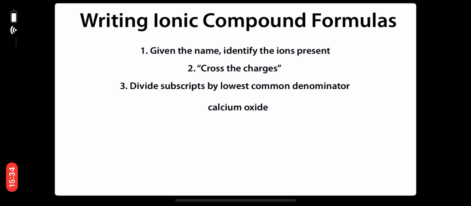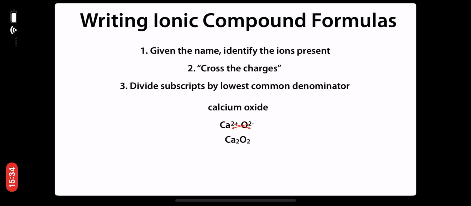If you were given calcium oxide, we're going to identify the ions present. In calcium oxide, we have Ca2+ and O2-. We've completed step 1. Next, we're going to cross the charges. What that means is we're going to take Ca2+, that 2+ charge, and we're going to cross it down below the O. And we're going to take the charge in the O and cross it down below the Ca. So we end up with Ca2O2. We cross the Ca2+ charge next to the O, and we cross the O2- charge down to the Ca.